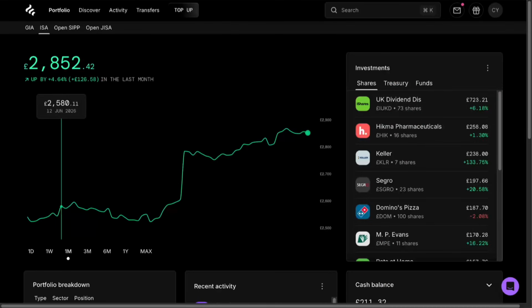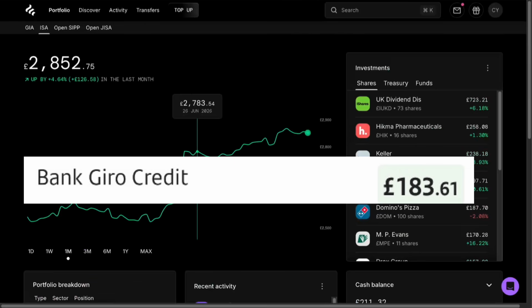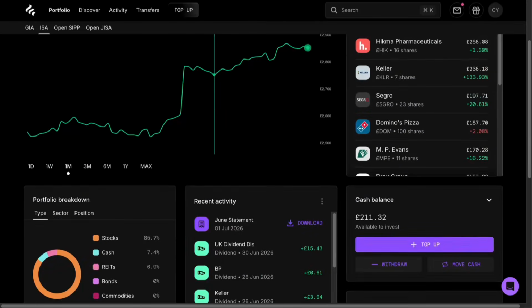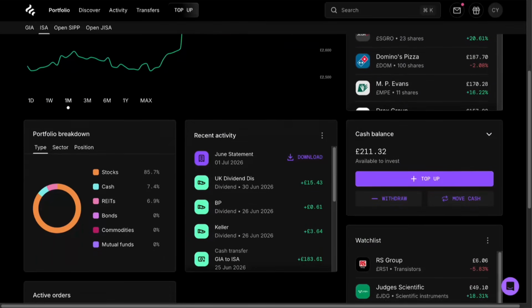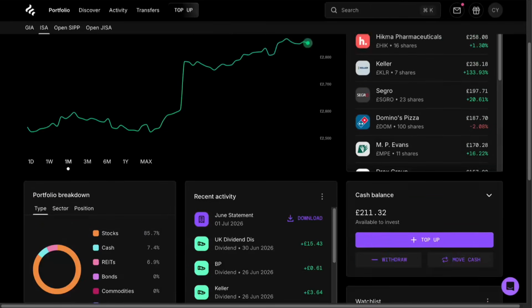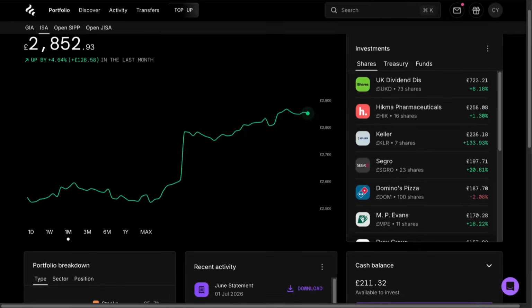So like I've just mentioned, I'll be using my YouTube earnings each month to fund the series. As you can see, last month the channel brought in £183.61, which is what I've added straight into the portfolio, so we've now got £211.32 ready to be invested. Before we invest that money with you today, let's take a closer look at how the portfolio performed last month.